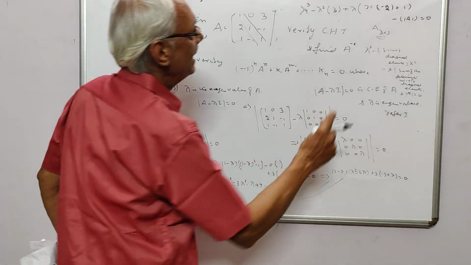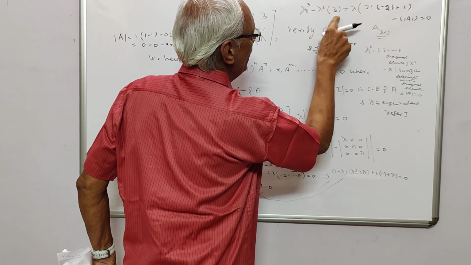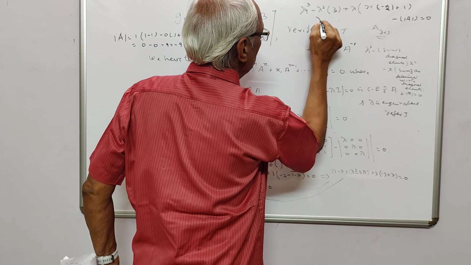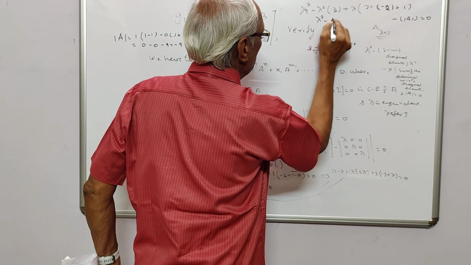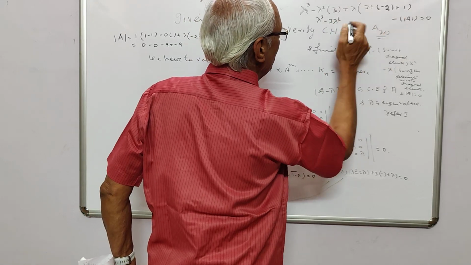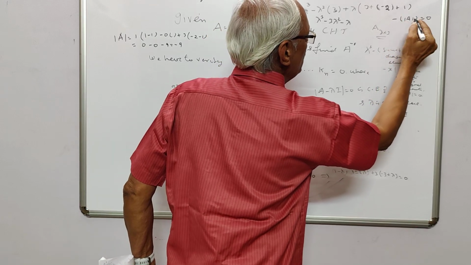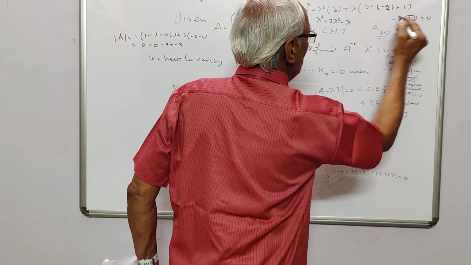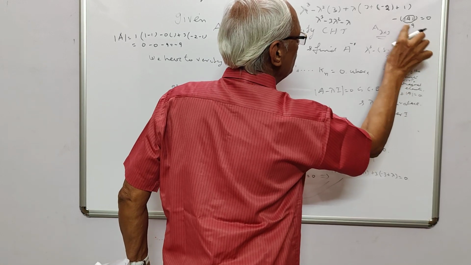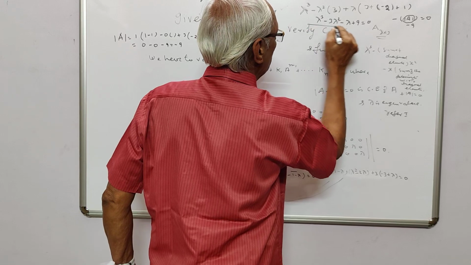So you see that here you will get lambda cubed minus lambda squared into 3. This is nothing but lambda cubed minus 3 lambda squared. This is minus lambda. Here the value of this A, we have found it to be minus 9. So minus into minus will make it plus 9, which is equal to 0.